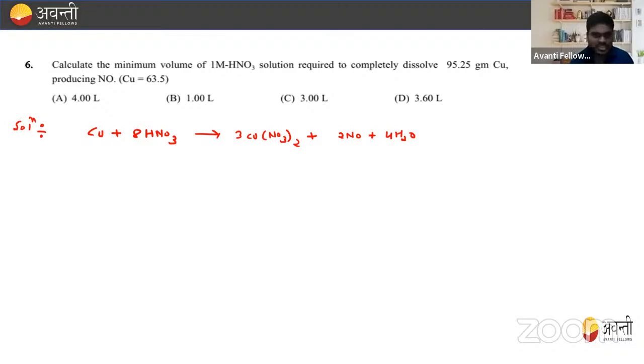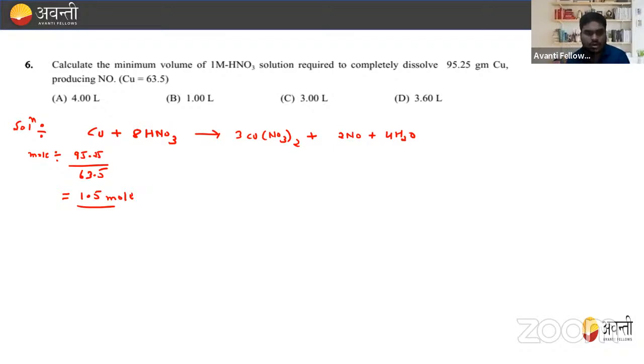Now it is already mentioned that there is 95.25 gram of copper. So how will you convert into mole? 95.25 gram upon the molecular mass, that is 63.5. So this comes out to be 1.5 mole. So 1.5 mole of copper will produce 2 mole of NO. This is very much clear, right? So 1 mole of this produces this much of this.